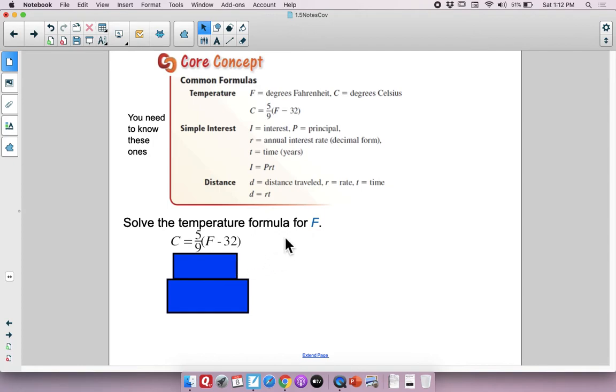Solve the temperature formula for F. So now we want to solve this for F. So we want to get that F by itself. So first thing we want to do is get this quantity by itself. How would you do that? You need to get that 5/9 off that right side. What would we do? Hopefully you said multiply by 9/5. If I multiply by 9/5, that will cancel the 5/9, and over here I'll multiply by 9/5, I have 9/5 C. And then to solve for F, just add 32, okay?